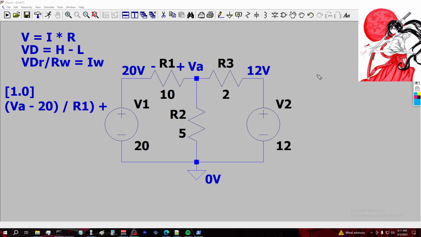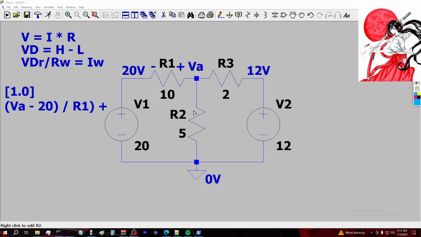So what we're going to do now is find the current across this resistor, right? There are three different currents in this circuit. There's a current here, there's a current here, and there's a current here. So we have three separate series circuits in our circuit.